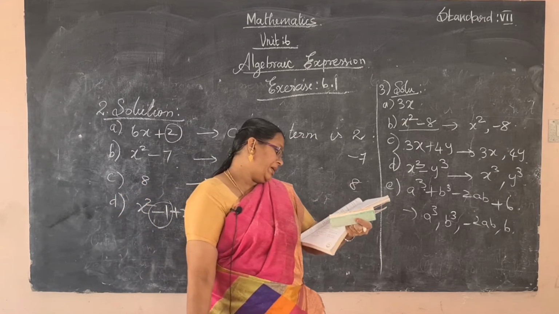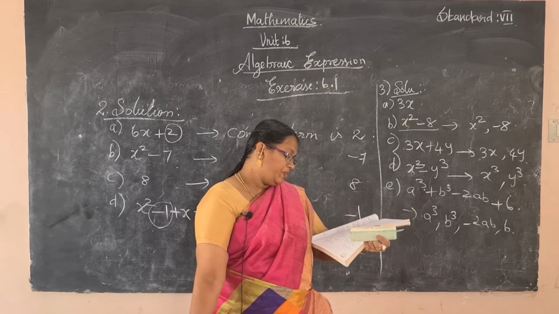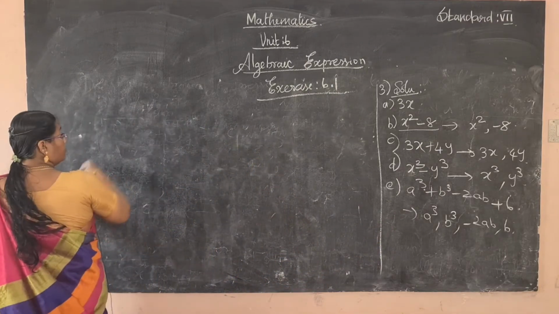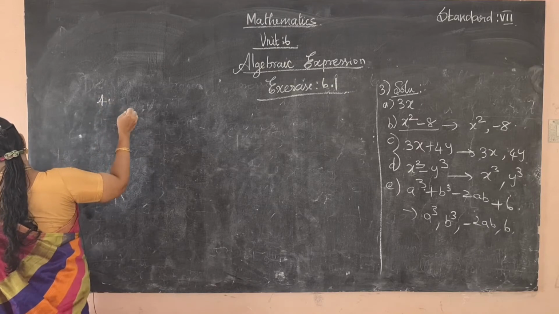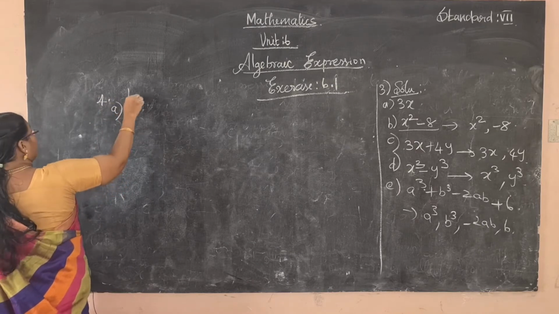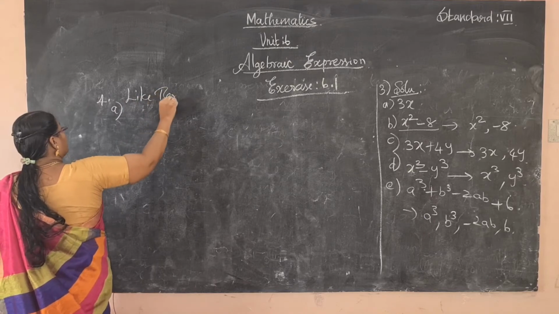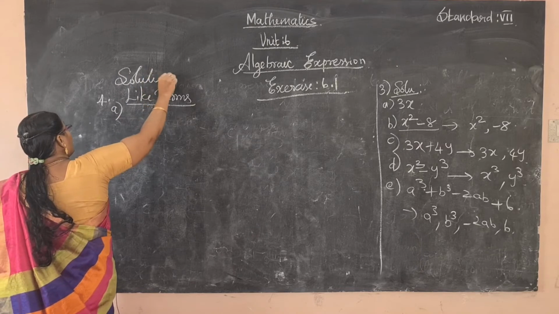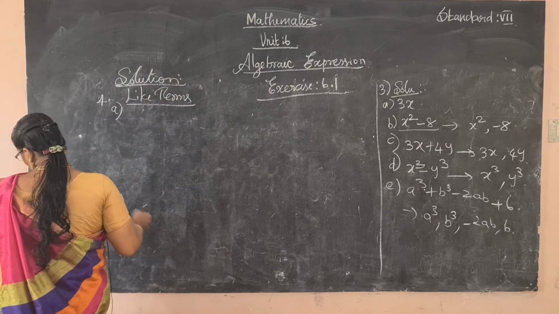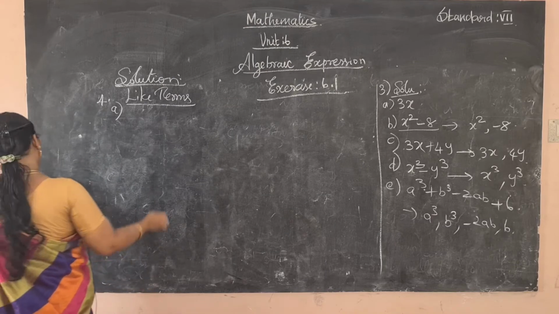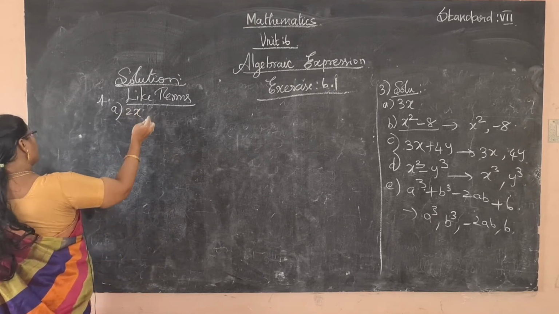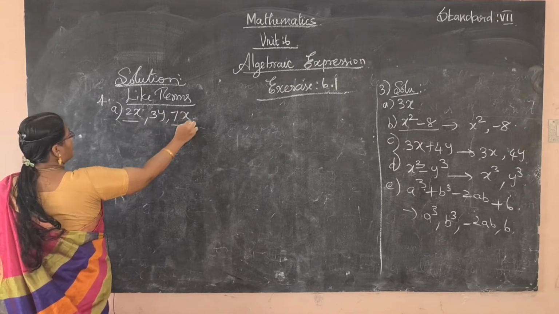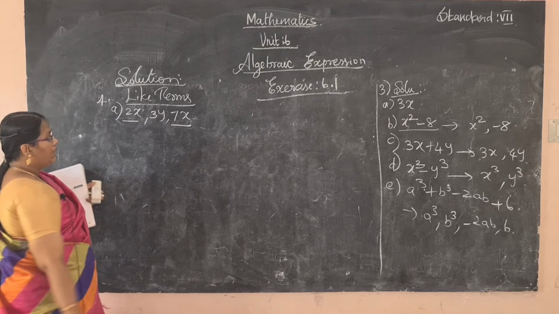Now fourth problem, pick out the like terms from each group. Like terms we have to pick. The first one: 2x, 3y, 7x. What are the like terms? 2x and 7x.